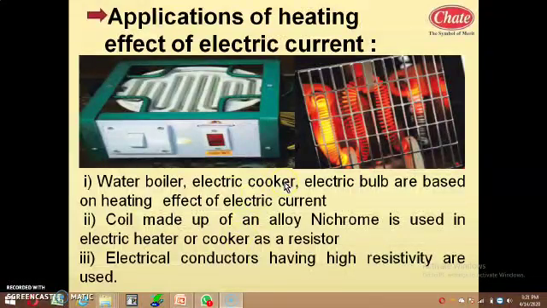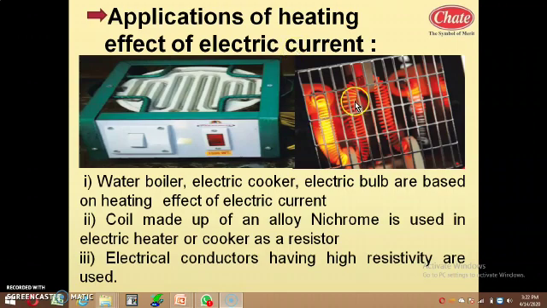Let us start the applications of heating effect of electric current. So what are the applications of heating effect of electric current? We have stated that when resistance is connected in an electric circuit, heat is produced. So how do we increase the resistance? Resistance can be increased by increasing the length.